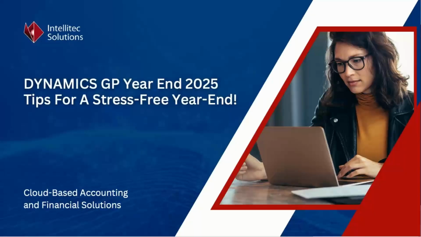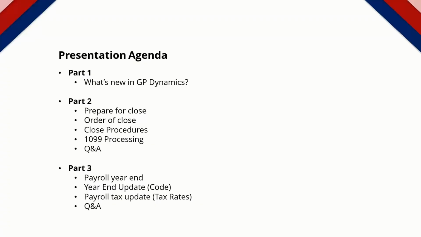Dynamics GP. So today we'll have three parts. Part one, I'll just go over the new features that have been released this year so far. Part two, we'll go over preparing for the year-end close, the order you want to close, the different modules, and the procedures in each of those modules. We'll go over the 1099 processing, and then a section for Q&A. And then part three will be mainly for a payroll client. So if you're not on GP payroll, you can feel free to jump off at that time.